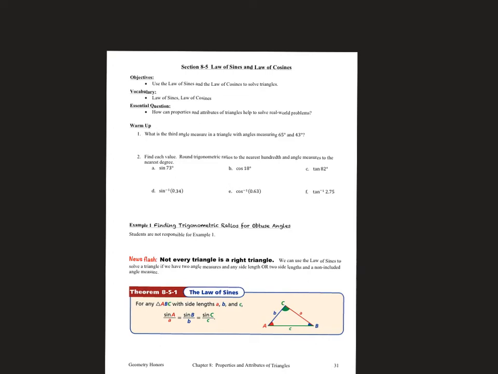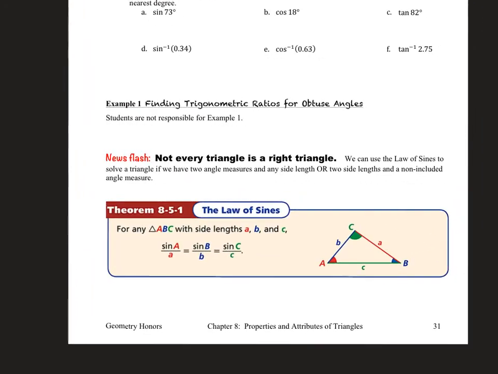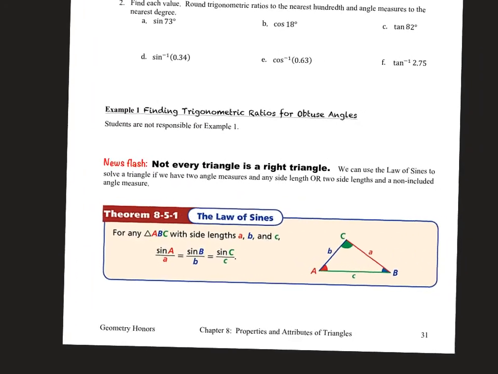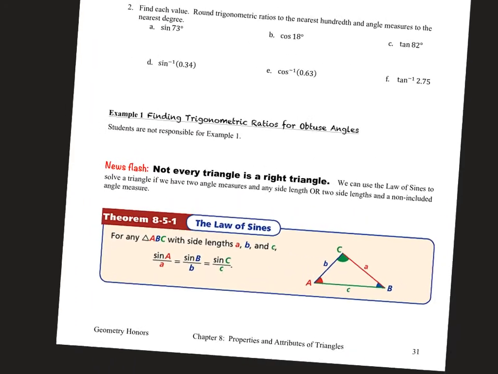This is 8-5, law of sines and law of cosines. This might take some explaining, so in order to save time, I'm going to skip the warm-up. So basically what we're going to have here is a non-right triangle.